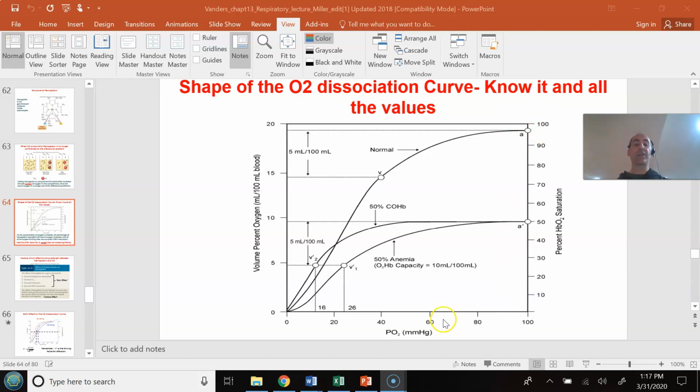There are some benefits to that, right? When you go to altitude, you go to Mile High Stadium in Denver.